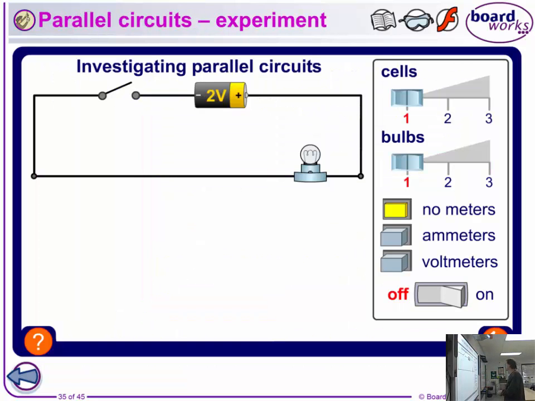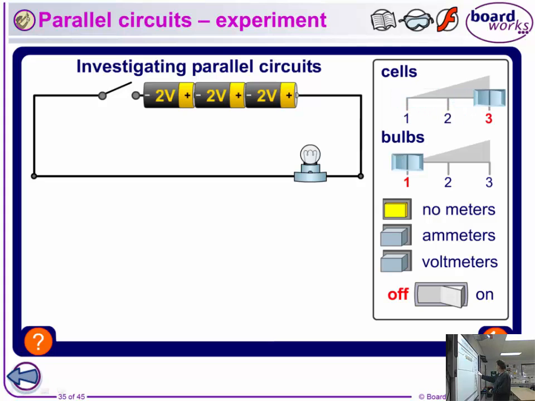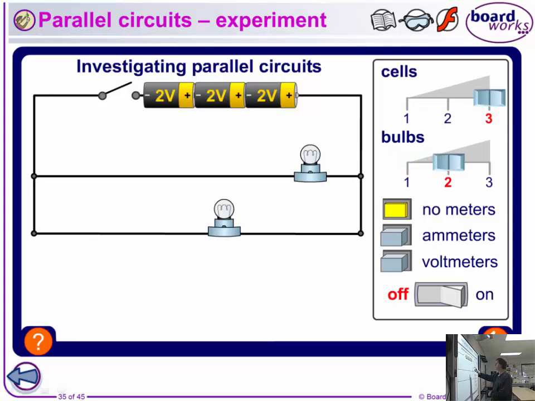So if we look at a parallel circuit here, and again we put in 3 cells to get this going, and we'll try putting a second bulb in now, see what it does. You should find the globe staying very bright with 2 globes there compared to 1. There should be no loss in brightness there.